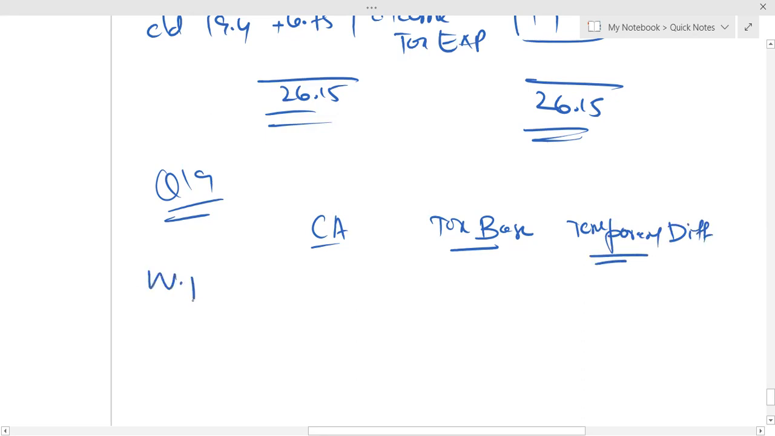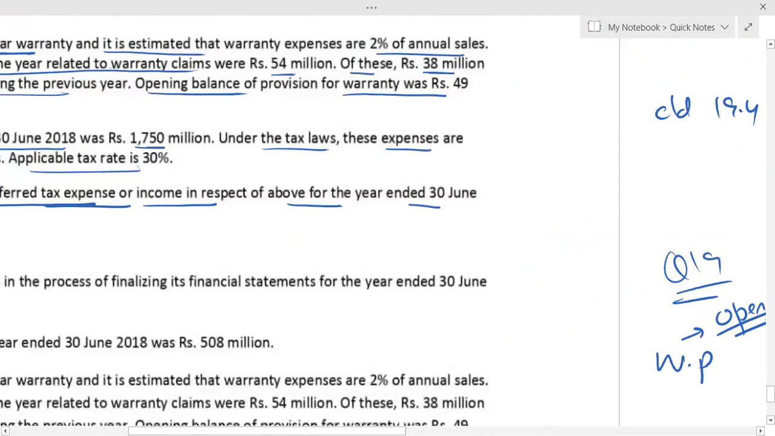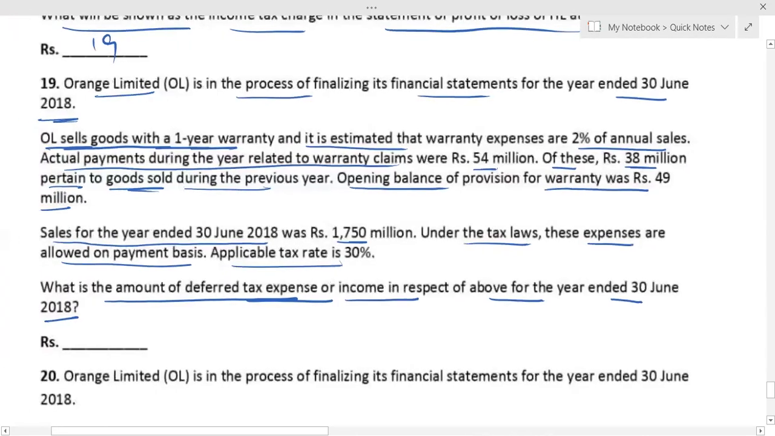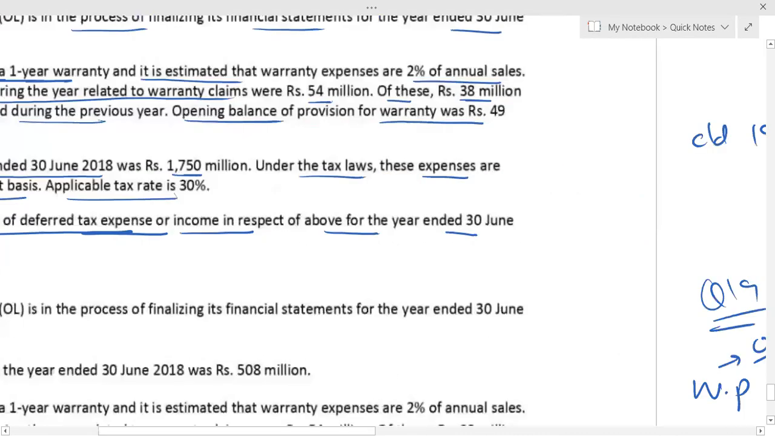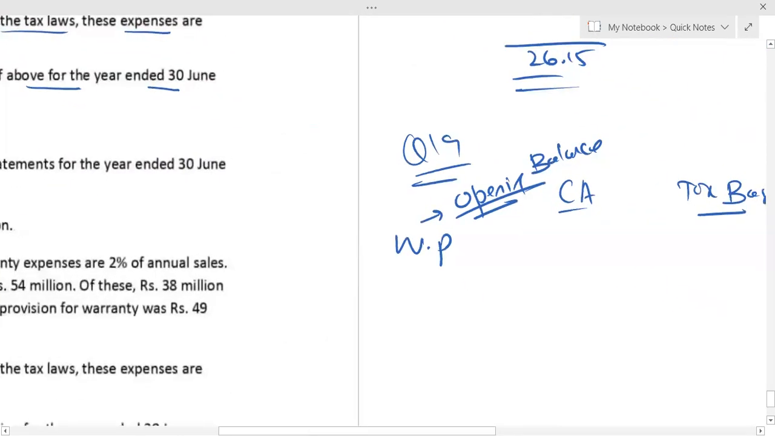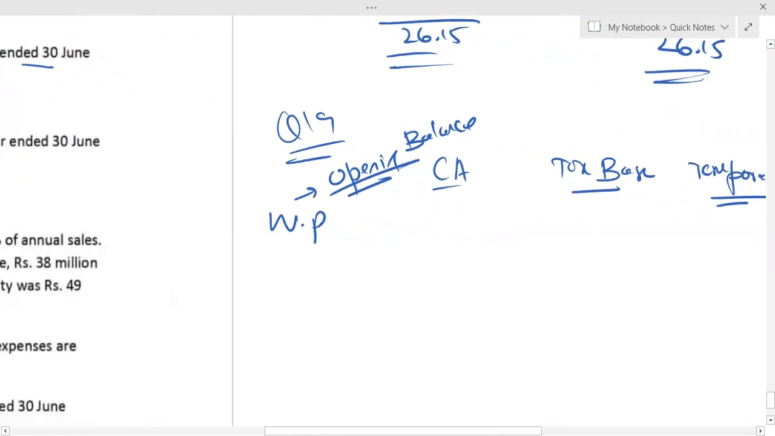The examiner has given us the warranty provision, but the opening balance. For example, if we are working for 30th June 2018, so basically, let me make it easy for you.